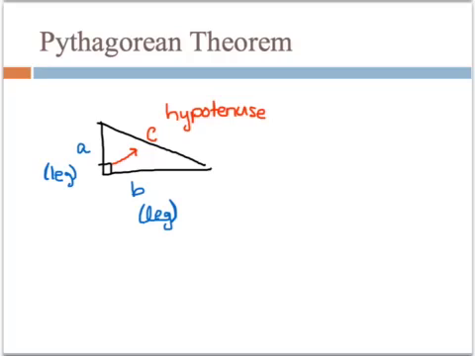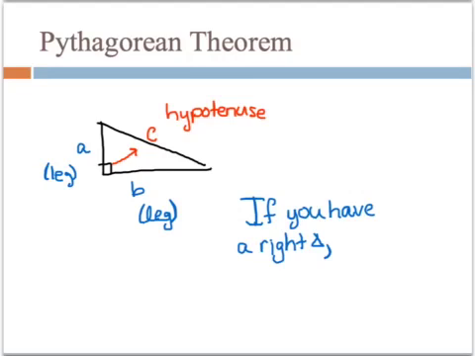So the Pythagorean theorem states that if you have a right triangle, then there's a relationship that exists between the sides. The length of the hypotenuse squared is going to be equal to the sum of the squares of your legs. In other words, c squared equals a squared plus b squared.